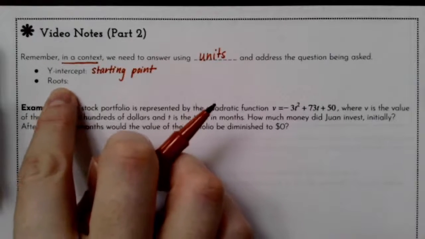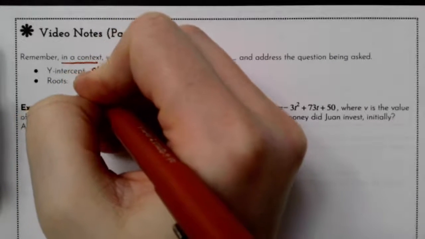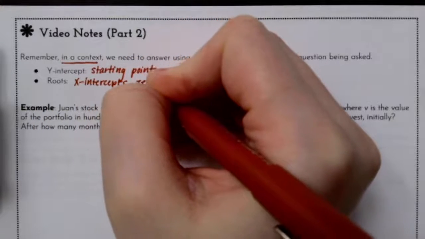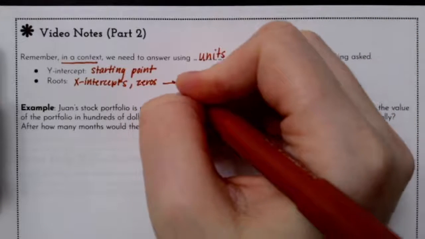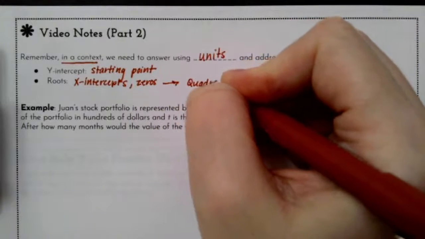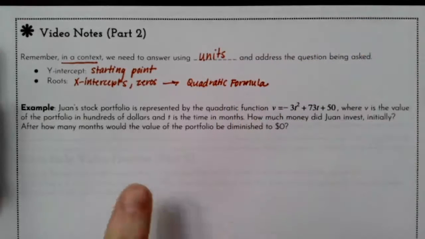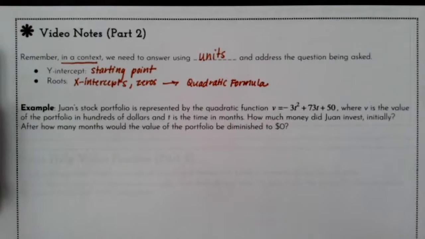But if it's asking you for the roots, it's asking you for the x-intercepts, or they're also called the zeros. This is where we would want to use the quadratic formula. What these actually are is really dependent on the scenario. If you don't have this first part written down, please do that, and then we're going to go through an example.